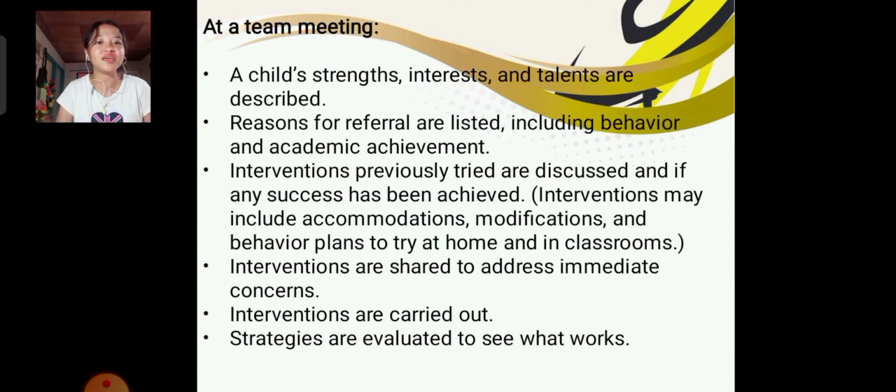At a team meeting, a child's strengths, interests, and talents are described. Reasons for referral are listed, including behavior and academic achievement. Interventions previously tried are discussed, and whether any success has been achieved. Interventions may include accommodations, modifications, and behavior plans to try at home and in classrooms. Interventions are shared to address immediate concerns. Interventions are carried out. And last, strategies are evaluated to see what works.